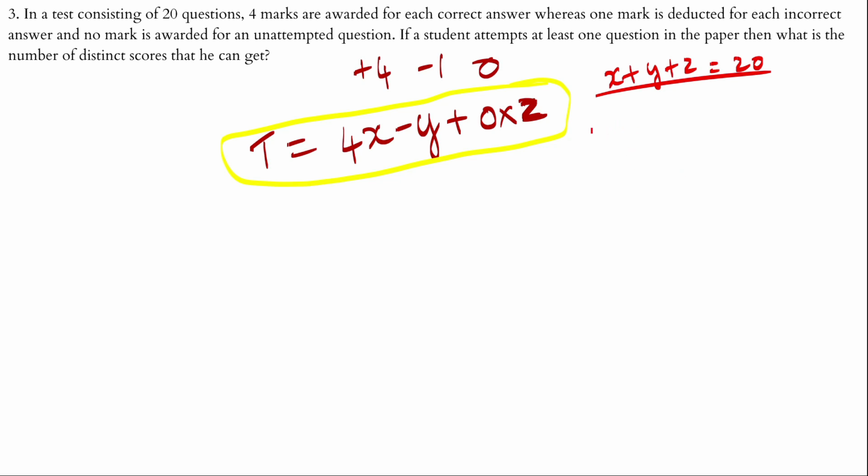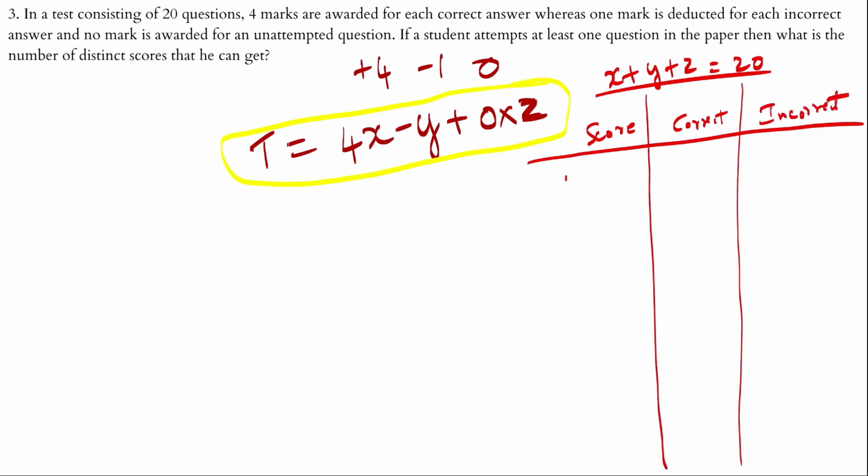So this is a score, this is the correct ones, this is the incorrect. We already told that x is denoted as the correct attempted questions. So if x is equal to 1, then y definitely varies between 0 and 3. So y can be 0, y can be 1, or y can be 2, y can also be 3 if x is 1. Then the score will vary from 1 to 4.